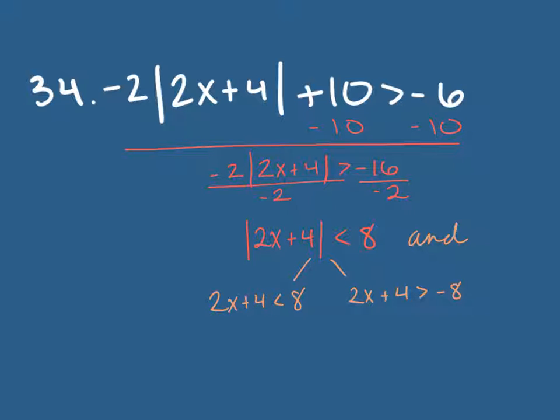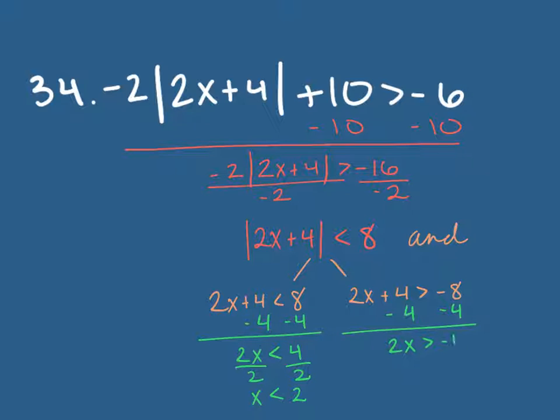From here, I'm going to start off by solving the inequality on the left. So I'm going to subtract 4 from both sides. 2x is less than 4, and then divide both sides by 2. So I get x less than 2. I'm going to then start solving the inequality on the right. So again, I'm going to start off by subtracting 4 from both sides. 2x is greater than -12. Then I'm going to divide both sides by 2. So I get x greater than -6.